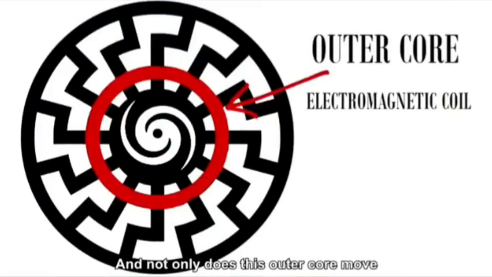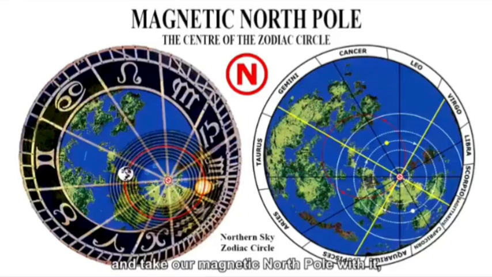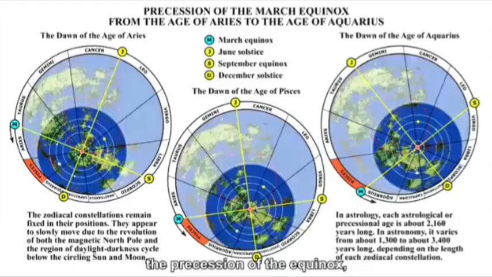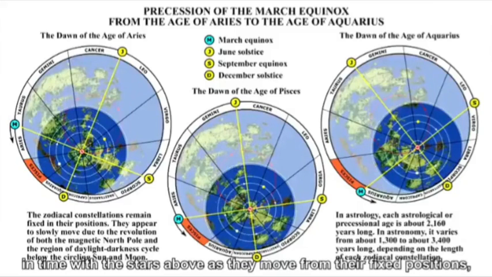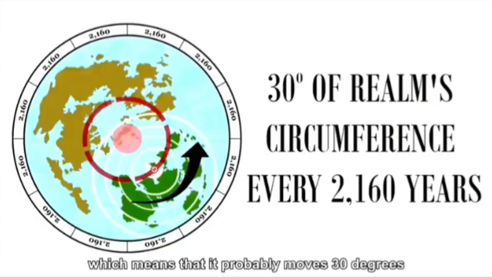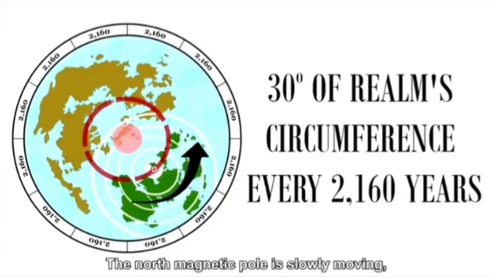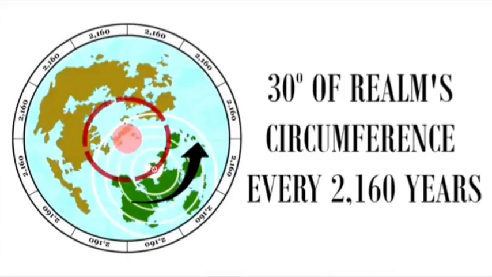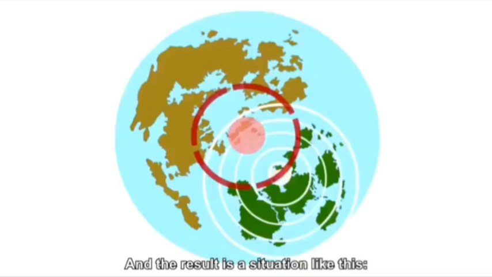And not only does this outer core move and take our magnetic North Pole with it, but it is highly likely that it moves in accordance with the precession of the equinox, in time with the stars above as they move from their fixed positions, which means that it probably moves 30 degrees of the realm's circumference every 2,160 years. The North Magnetic Pole is slowly moving, and it is as natural as the sun and moon's concentric journey above us. And the result is a situation like this.